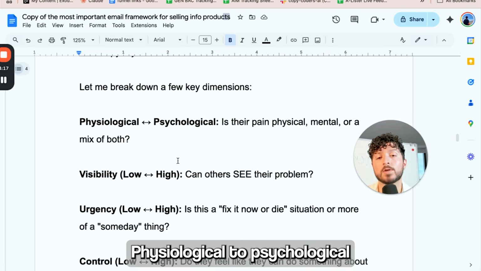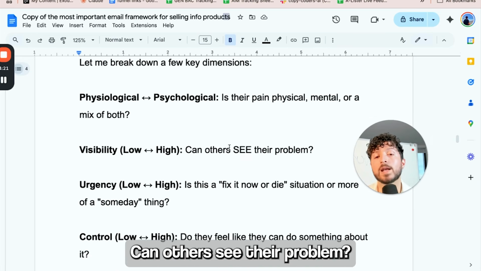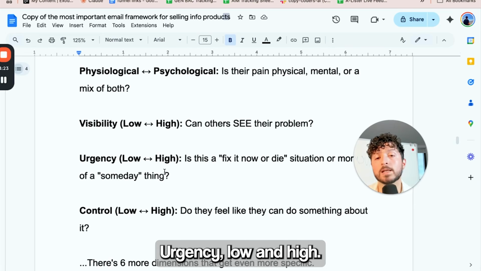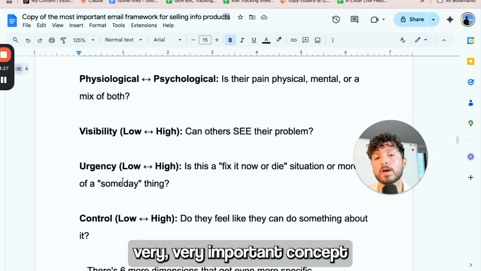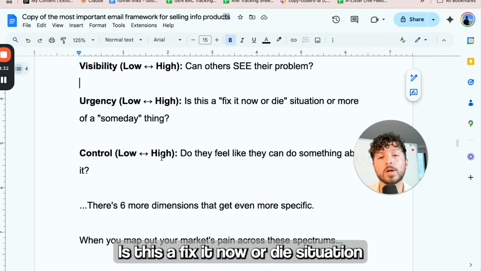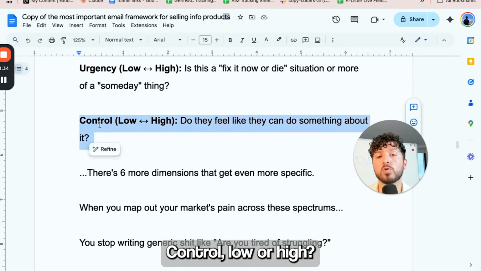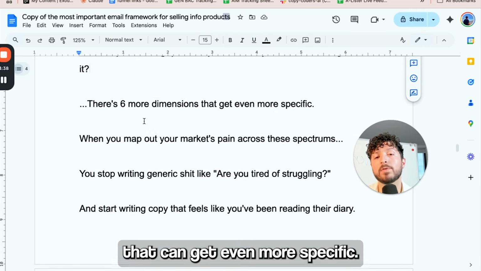Physiological to psychological. Is their pain physical, mental, or a mix of both? Visibility, low and high. Can others see their problem? Urgency, low and high. By the way, this is a very, very important concept, outside of the scope of this email. Urgency, is it low or high? Is this a fix it now or die situation or more of a someday thing? Control, low or high? Do they feel like they can do something about it? There's 6 more dimensions that can get even more specific.